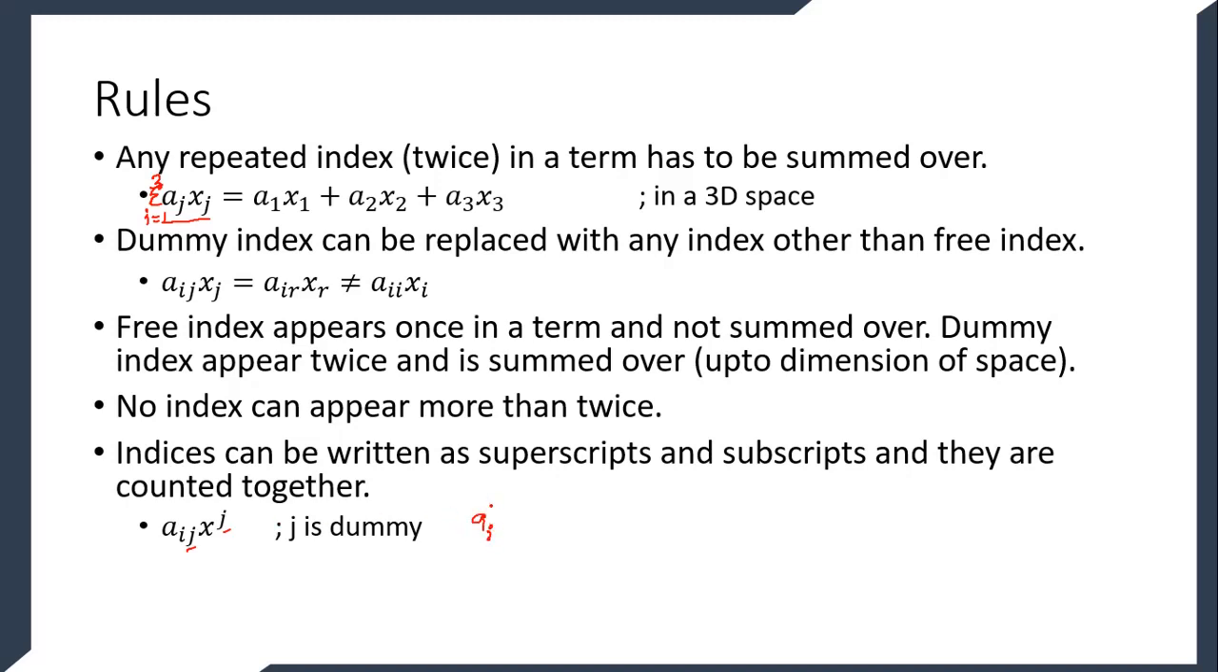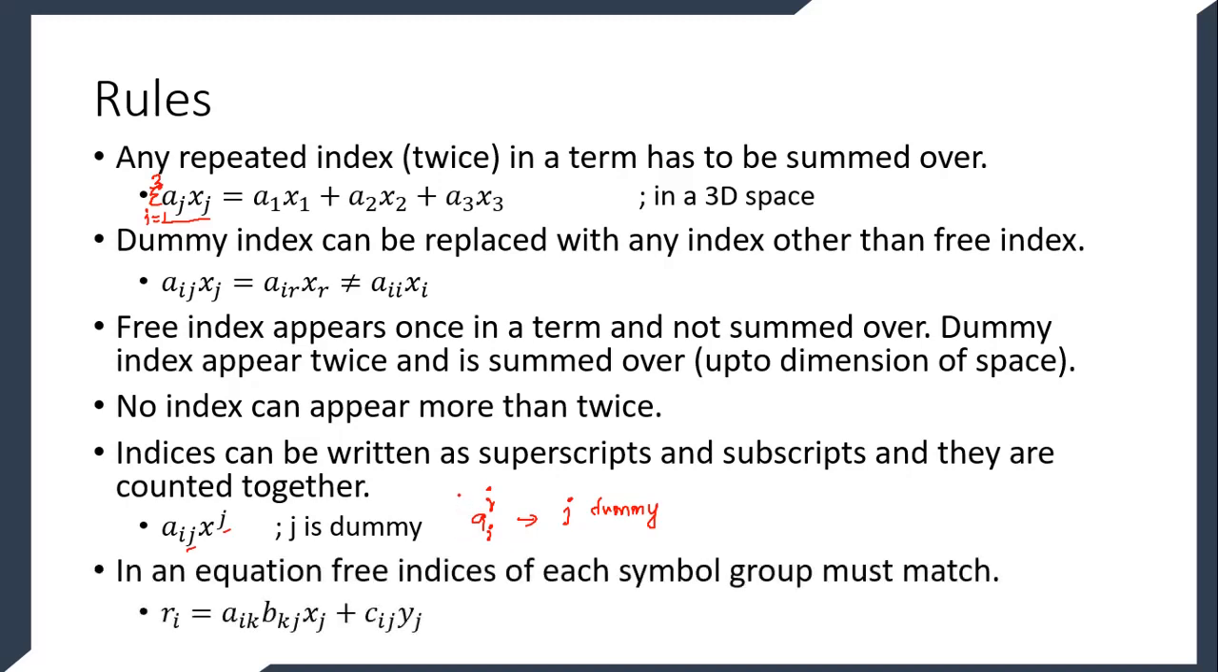Similarly, if I write aj j, that is a with j in the subscript and j in the superscript, here also j is a dummy index and not a free index because j appears twice. When you find a dummy index, what do you have to do? You have to sum over. When you find a dummy index, it is implied that you have a summation symbol here and the summation varies from 1 to n.